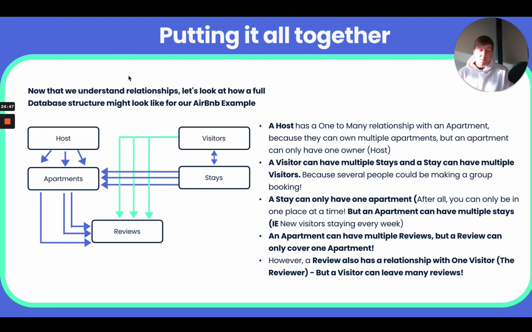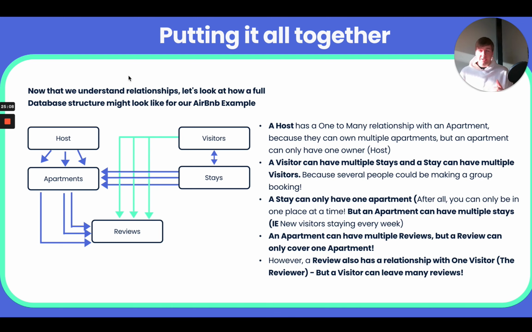Therefore, we have a one-to-many relationship, or based on the way I've written this down, a many-to-one relationship. Again, it's about that direction. That direction is really, really important. However, the one thing that we're going to say here is that a review also has a relationship with one visitor, which is the person writing the review.